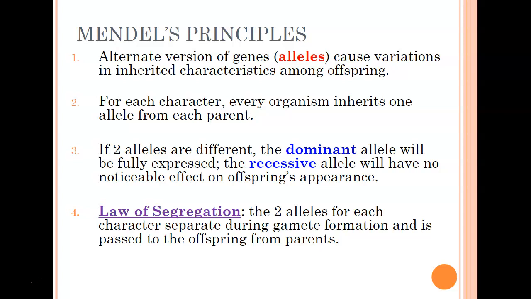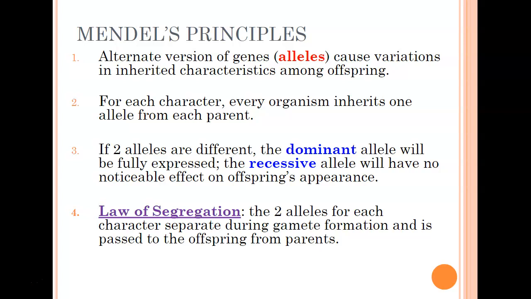Alternate versions of genes, so alleles like purple flowers or white flowers, can cause variations in traits. That makes sense, right? We all have different hair colors and eye colors and so on. For each character, or in this case really each trait, every organism inherits one allele from each parent. So everybody's got 2 chromosome 1s, 2 chromosome 2s, 1 from each parent, and there is a particular version or allele of a gene on each one of those. So for any trait that we have, we get 1 version from mom and 1 version from dad.